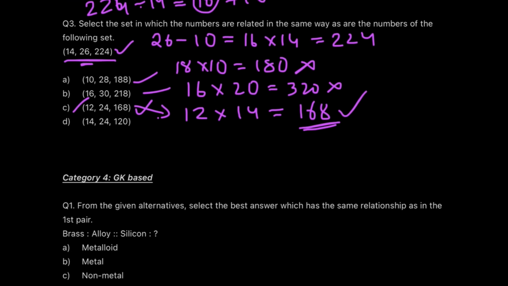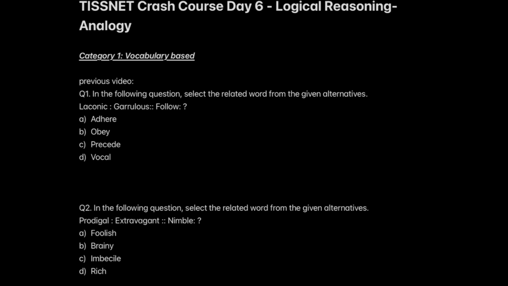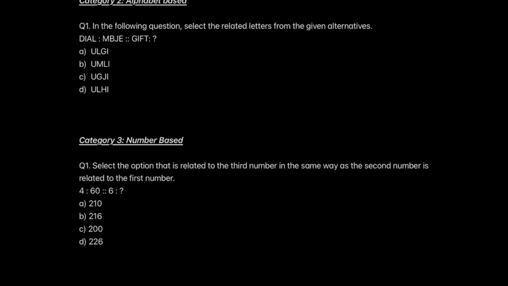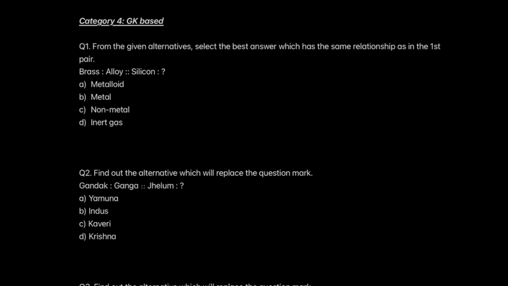Wow. Now the fourth and the last category of question is the GK based question, guys. In the GK based questions, we are supposed to check what needs to be the relation between the existing words. I'll not write anything over here. It's just as simple as anything. Brass is to alloy. So what is brass? Brass is alloy. The relationship is that brass is an alloy. Similarly, silicon is what? Metal, metalloid, non-metal, or inert gas.